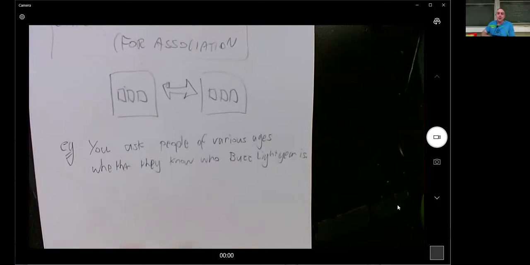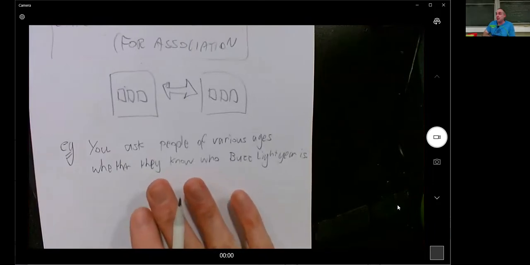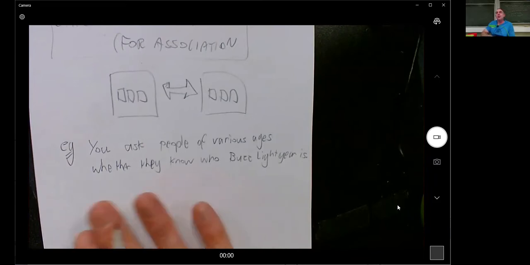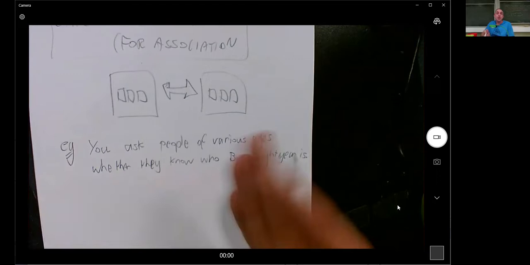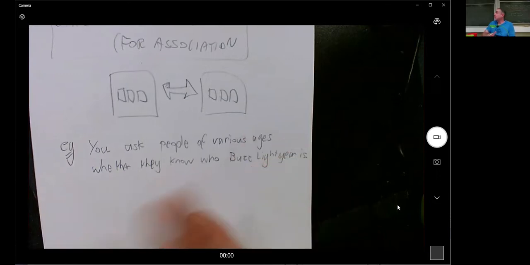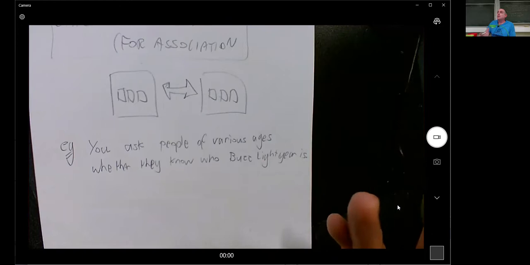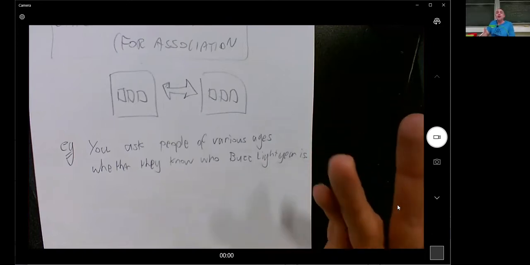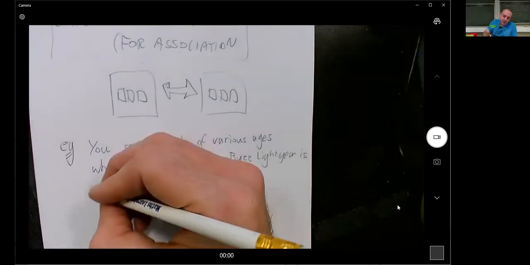In this question, the way it's pitched at the moment, a question I could ask is, are older people or younger people more or less likely to know who Buzz Lightyear is? At the moment, it sounds like it's about the relationship between a category, knowing who Buzz Lightyear is, and a number, how old you are. But if I recorded my data in a certain way, it would be a category. So I can say this is how the data is recorded.